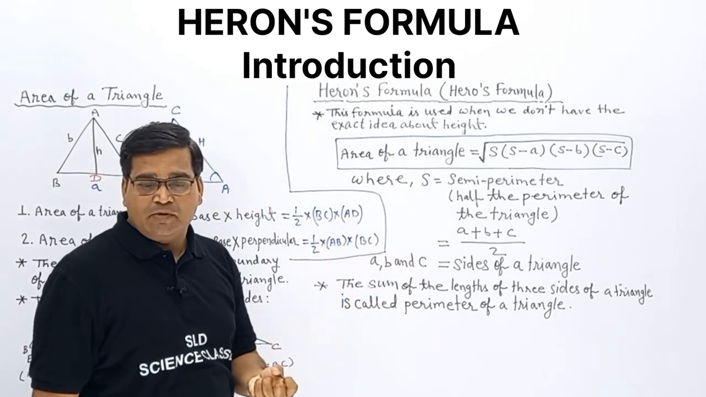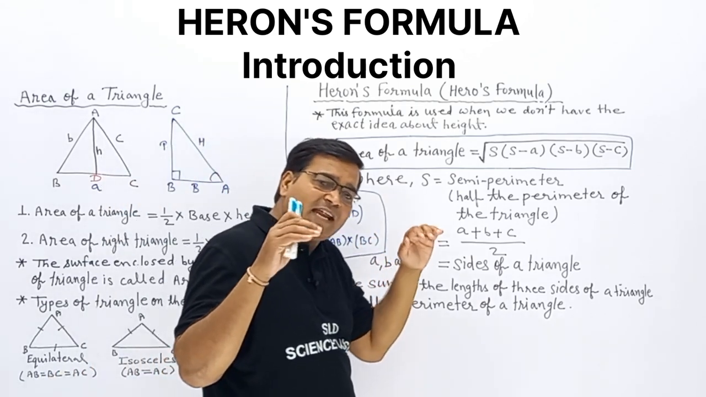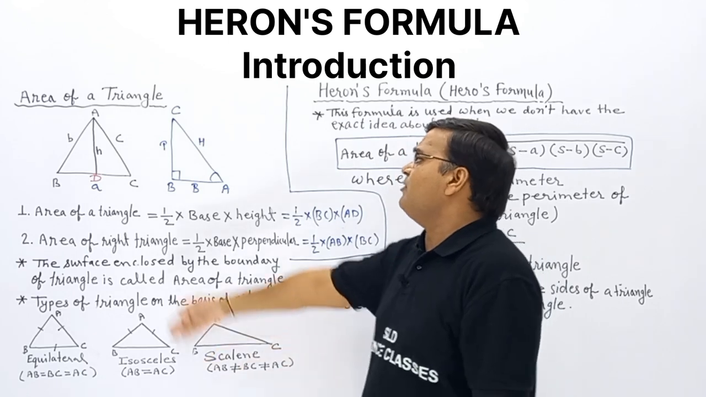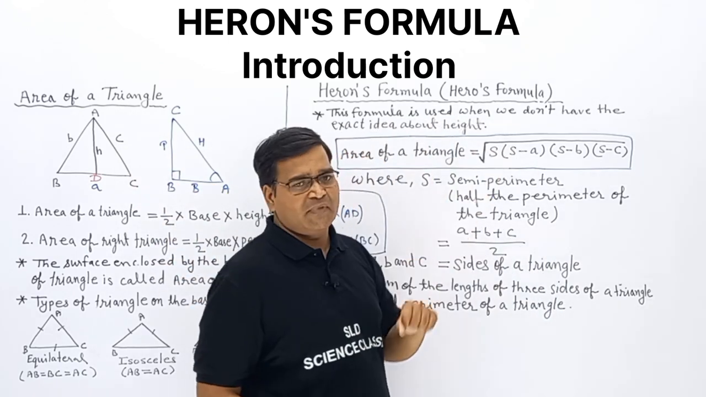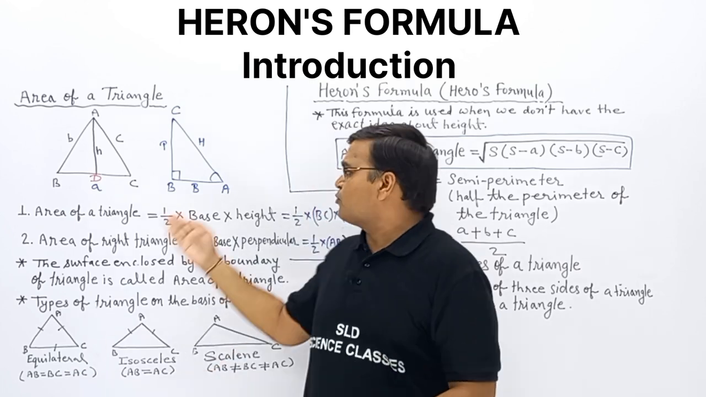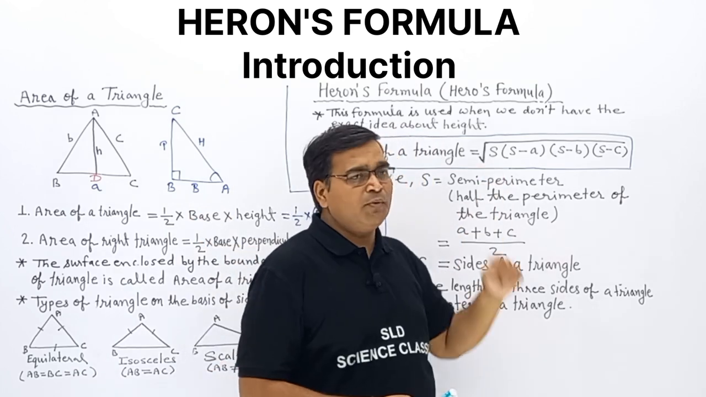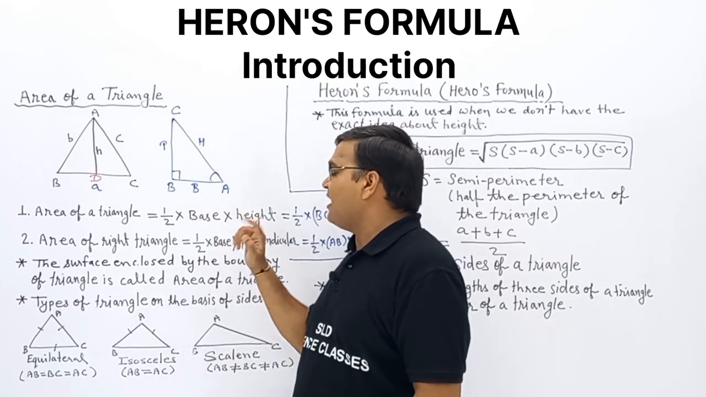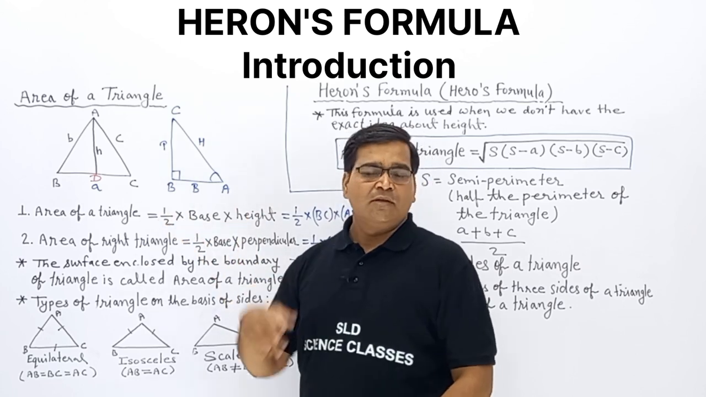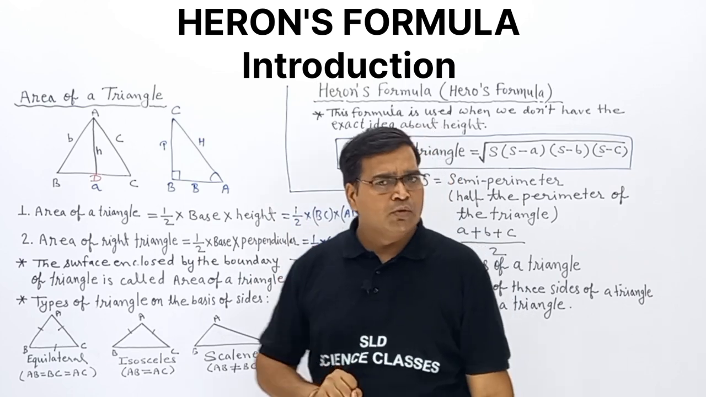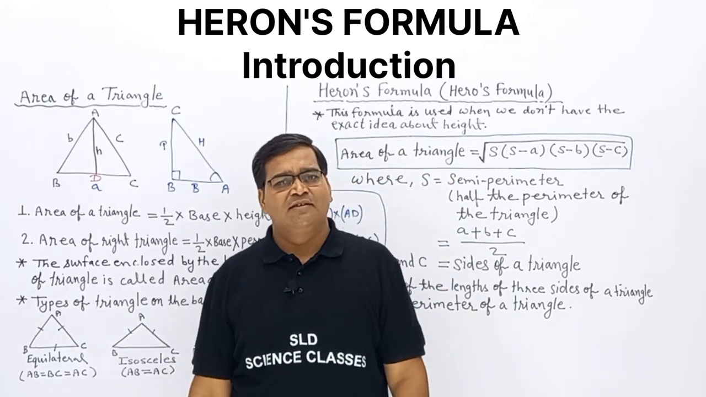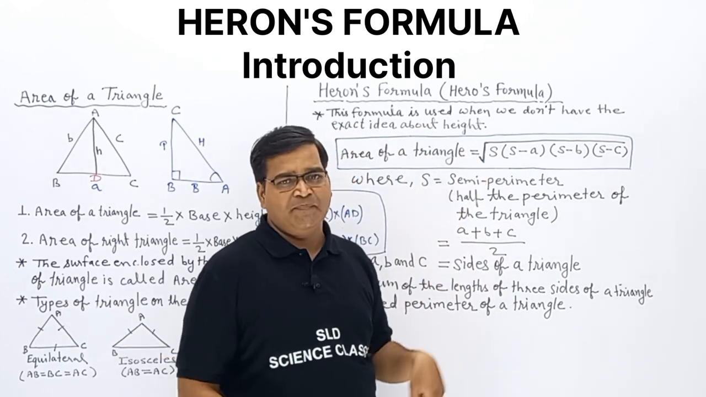about the height. If we have the height, then we will directly use the formula 1 upon 2 base into height. Why do we use this one? This big formula is smaller compared to the other one. So we will directly multiply base and height and divide by 2, and we get the area.